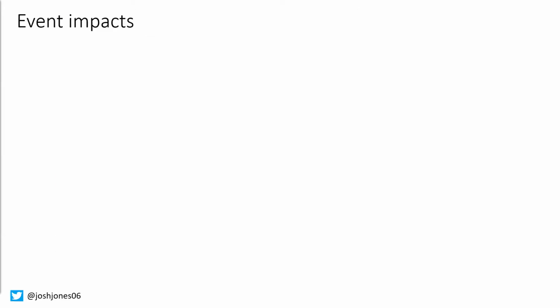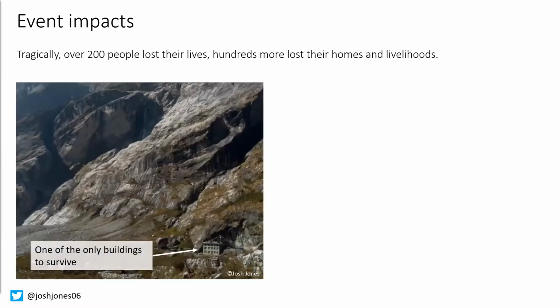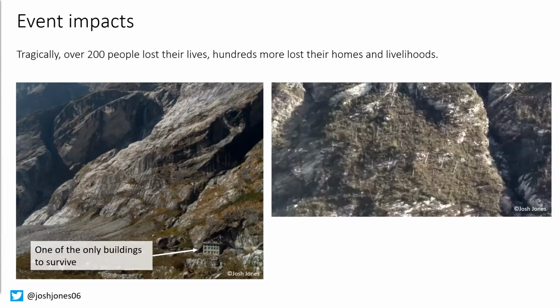So in terms of the specific consequences or impacts of this event, sadly, over 200 people were killed, mostly in that town, and hundreds more people lost their homes and livelihoods. This is another photo from after the event, showing one of the only buildings of this town that actually survived. The avalanche also had huge environmental impacts at some quite large distances from where the event actually occurred, further down the valley. Now, this photo looks weird, but actually shows trees that have been completely blasted down by the air wave that this avalanche triggered.